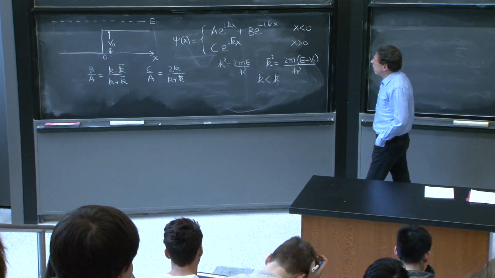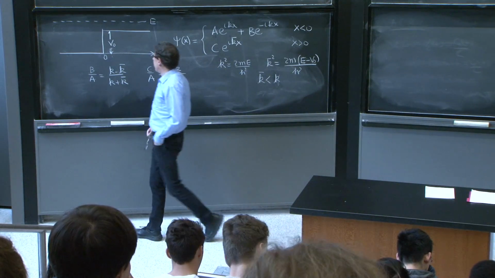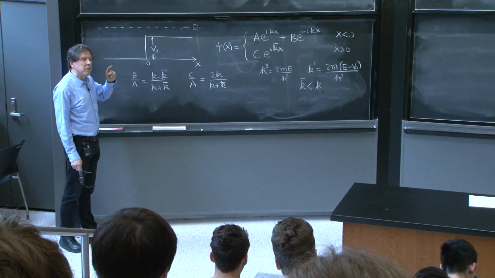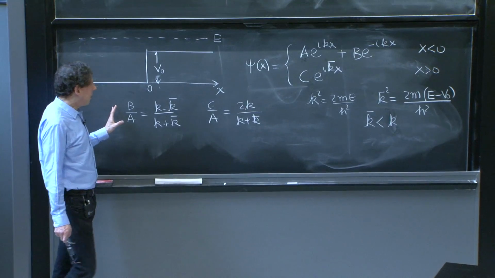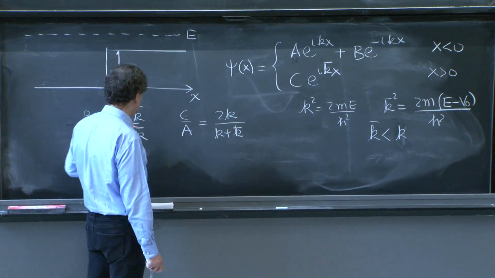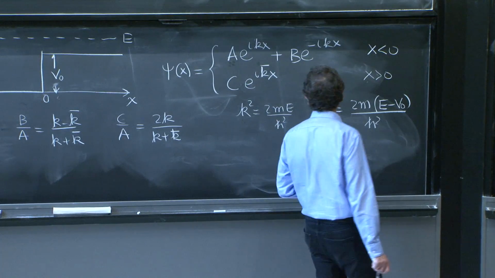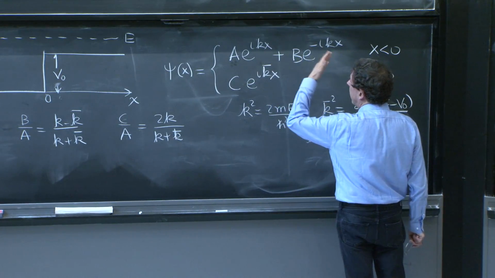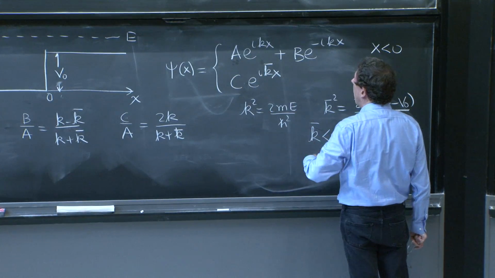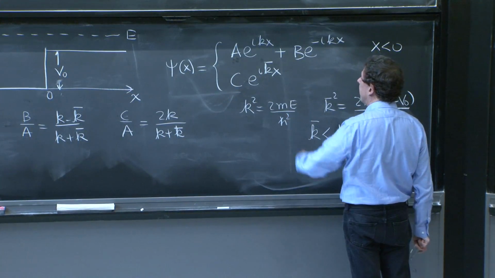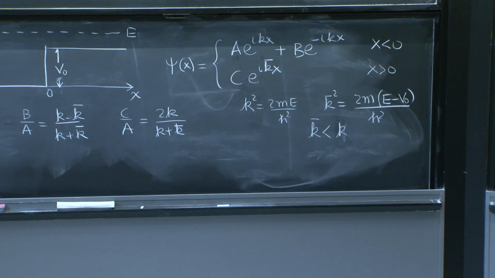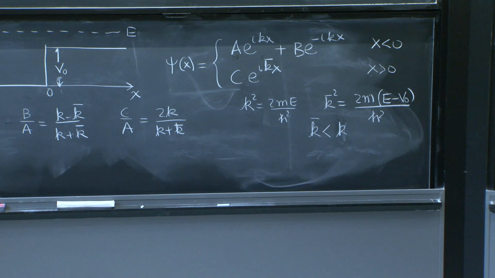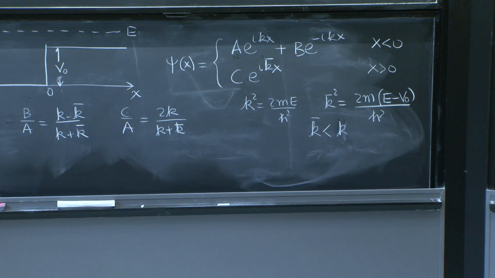So we looked at the conditions of continuity of the wave function and continuity of the derivative of the wave function at x equals 0. Those were two conditions, and they gave you these expressions for the ratios of c over a and b over a. We could even imagine, since we can't normalize this, setting a equal to 1 and then calculating b and c from those numbers. We have two k's, a k and a k bar. The k is relevant to the wave function for x less than 0. The k bar is relevant for x greater than 0.